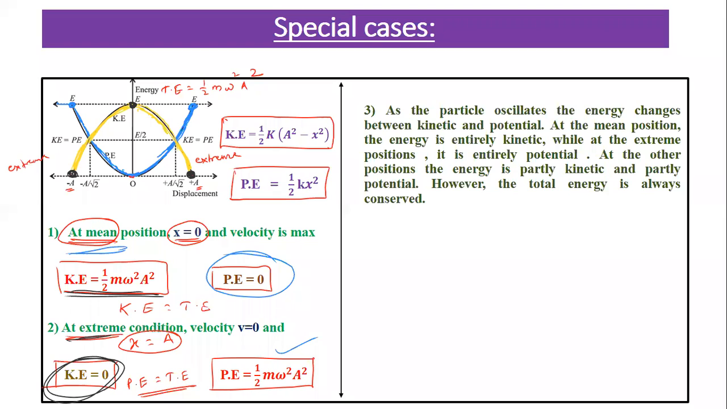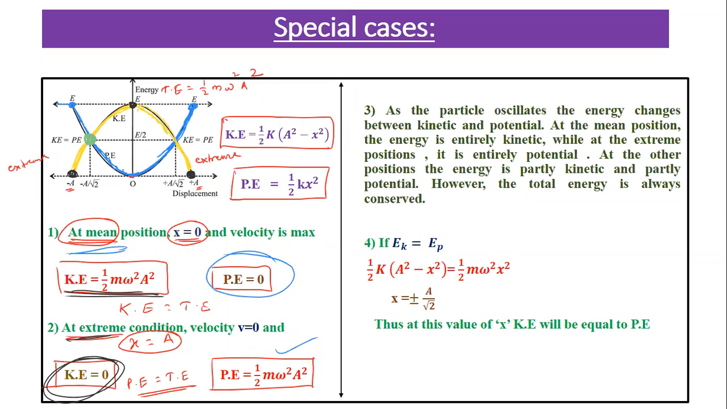Now at this position, you can see here, at this position both the energies are the same. Now at what displacement both the energies are the same, that displacement we obtain. Now we can use the condition that kinetic energy and potential energy are both the same. So let me write the kinetic energy formula. So this is the kinetic energy formula: half k (a square minus x square), and this is the potential energy formula. Okay?